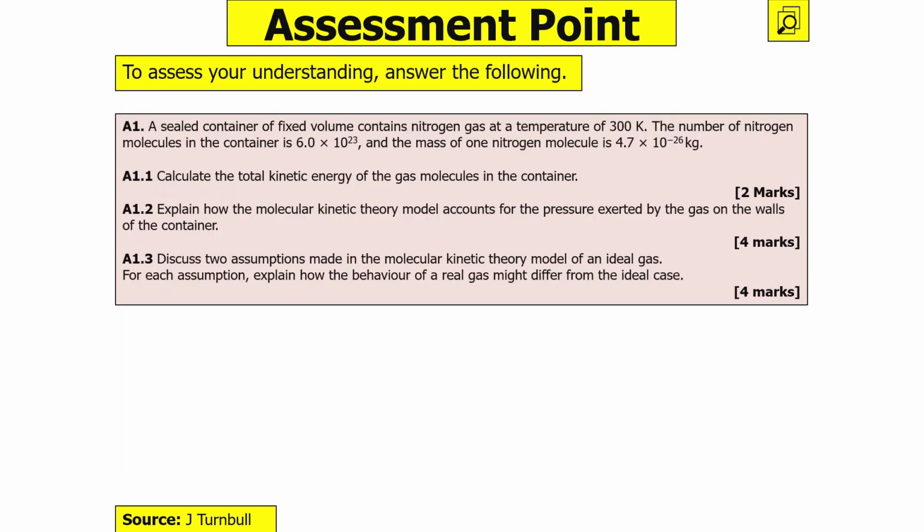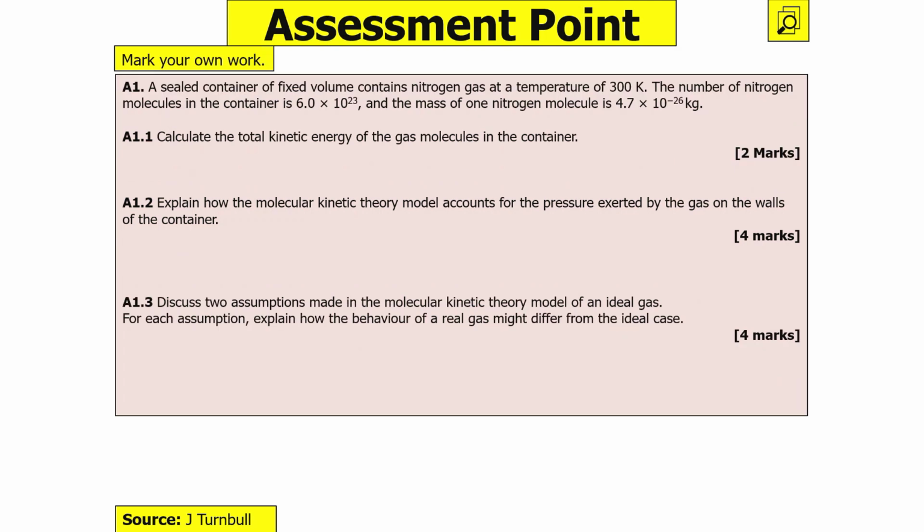A sealed container of fixed volume contains nitrogen gas at a temperature of 300 Kelvin. The number of nitrogen molecules in the container is 6 times 10 to the 23, and the mass of one nitrogen molecule is 4.7 times 10 to the minus 26 kilograms. Calculate the total kinetic energy of the gas molecules in the container. Explain how the molecular kinetic theory model accounts for the pressure exerted by the gas on the walls of the container. Discuss two assumptions made in the molecular kinetic theory model of an ideal gas. For each assumption, explain how the behaviour of a real gas may differ from the ideal case. So pause the video now, then unpause the video when you want to go through your answer.